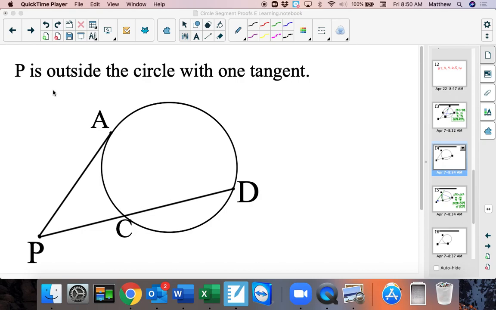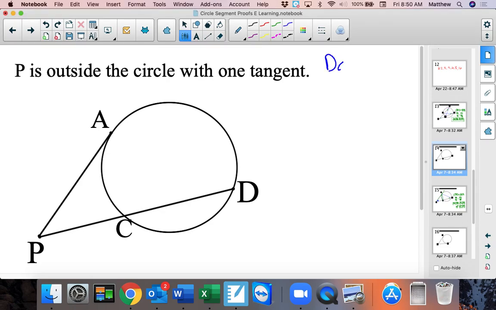Okay, this is now day 17 for segments in a circle. And now I want you to notice the difference here. We still have they're intersecting outside. We have one of our segments is a tangent line. Remember, a tangent line is one that just hits the circle at one spot. These segments before were intersecting the circle at two spots. Okay? So again, we want to come up with some formula for PA, PC, and PD.